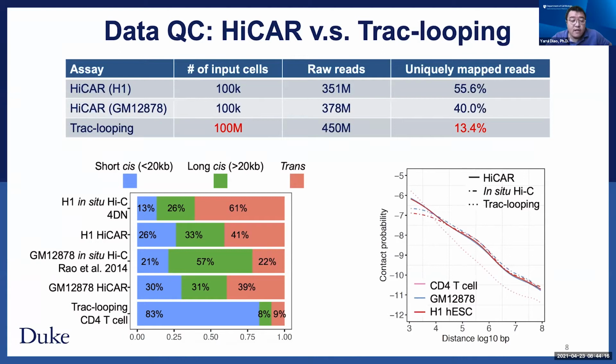If we use 10 kb as a cutoff, I think overall HiCAR and in situ Hi-C can capture the contact probability at a similar efficiency. But if you look at Trac-looping data, Trac-looping is really not efficient at capturing long-range chromatin interaction. So that means HiCAR is a good method. We can enrich open chromatin signal, and we can capture long-range chromatin interaction.